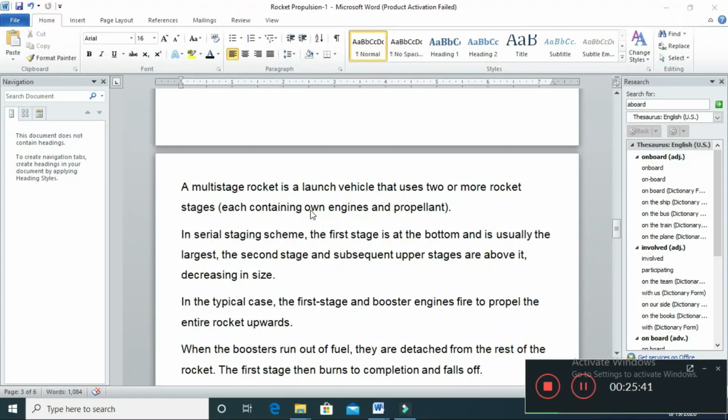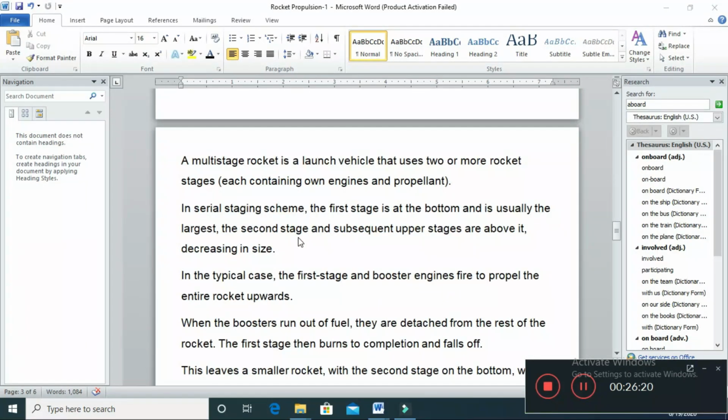There are two or more stages, and in each stage there is an engine and a propellant, and there can be different types of staging. One is serial and the other one is the parallel system. In the serial staging scheme, as it appears from the name, the rockets are in series. That is, one is at the bottom, then the second one on top of the first one, then the third one on top of the second one, and it continues.